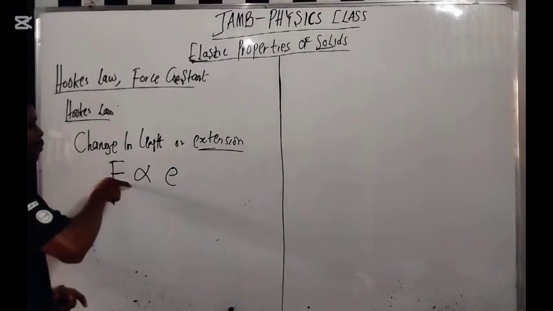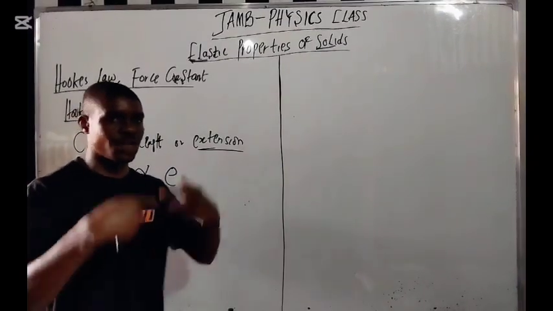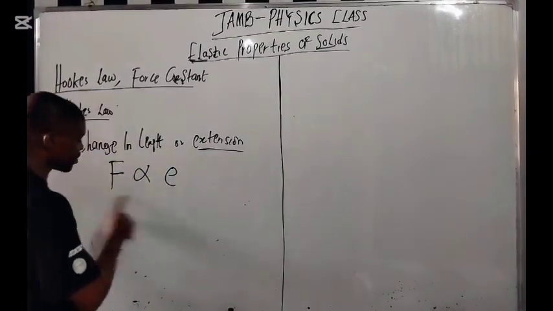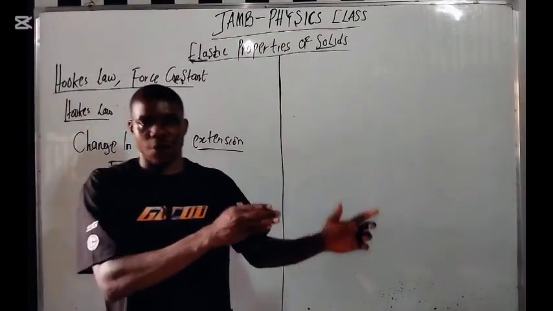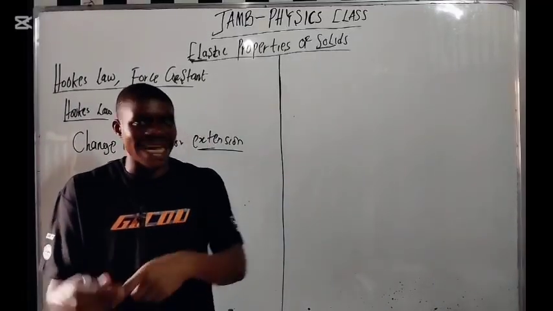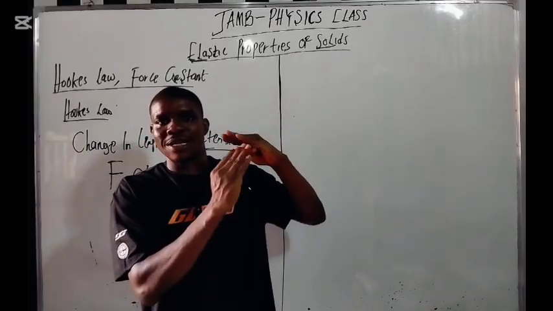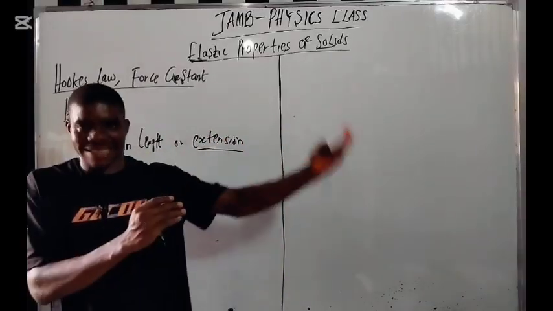Now, for you to remove the sign of proportionality here, we need to introduce a constant. But first of all, let me explain for you. You know that the higher the force, the higher the length. The lesser the force, the lesser the length. That is what we mean when we say directly proportional. So when the force increases, the extension increases.